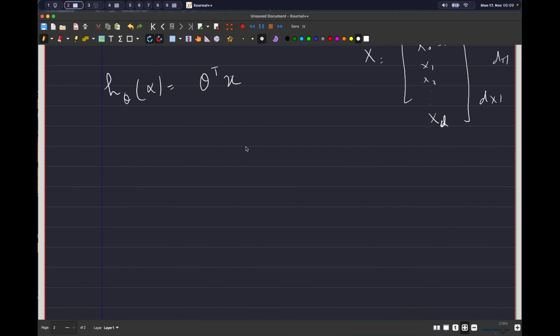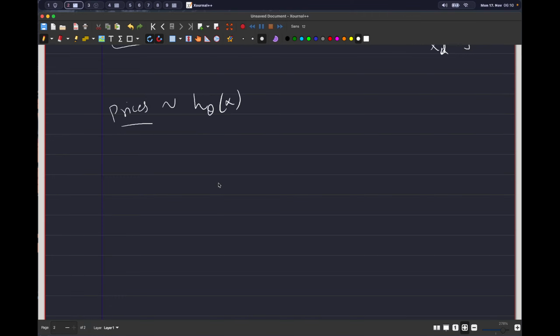Now, our goal is to make this function such that whatever our prediction is, it is as close to the original value. So we already have prices in our data set. We want that based on a sample, whatever the h function, this hypothesis function, predicts, it should be as close to prices, right? The goal is to keep them very close. Now, to do that, we define something called a cost function.